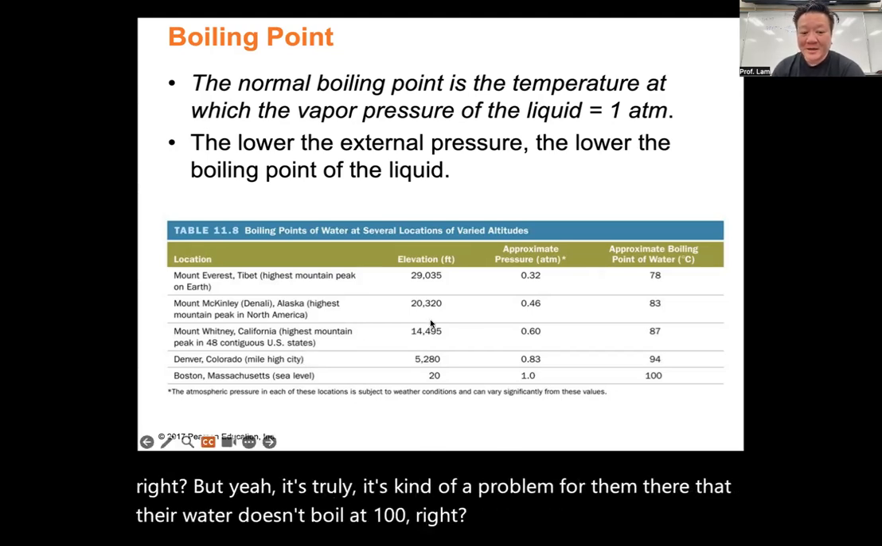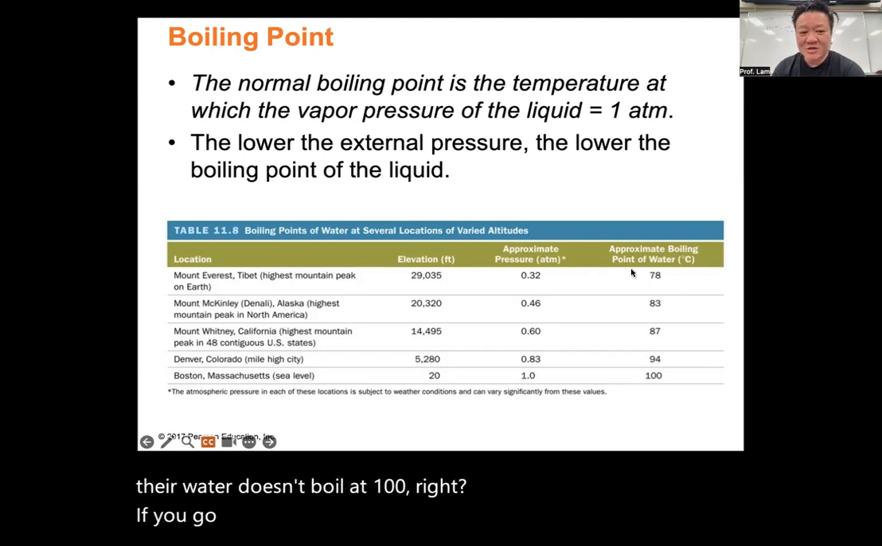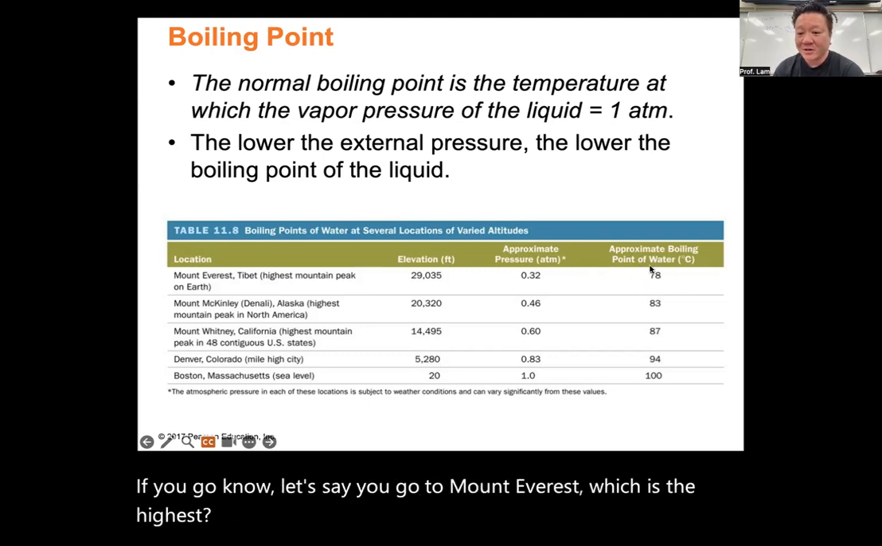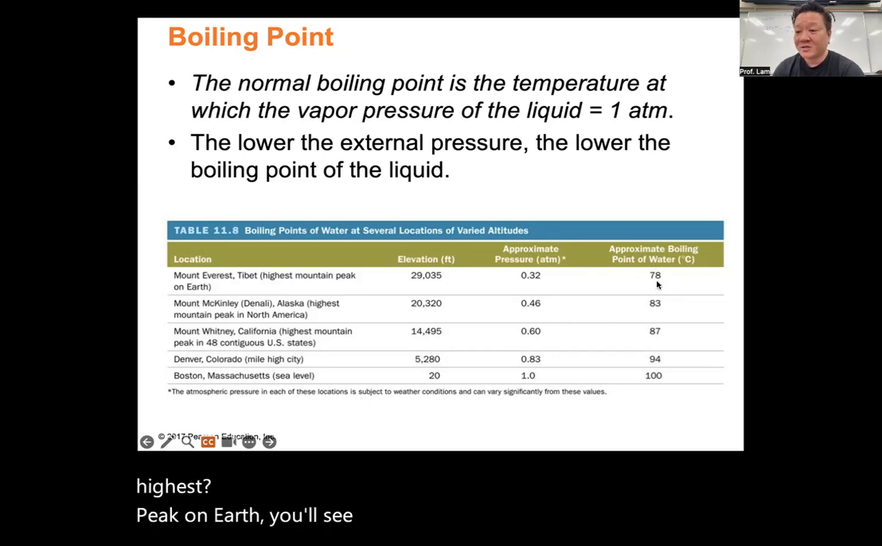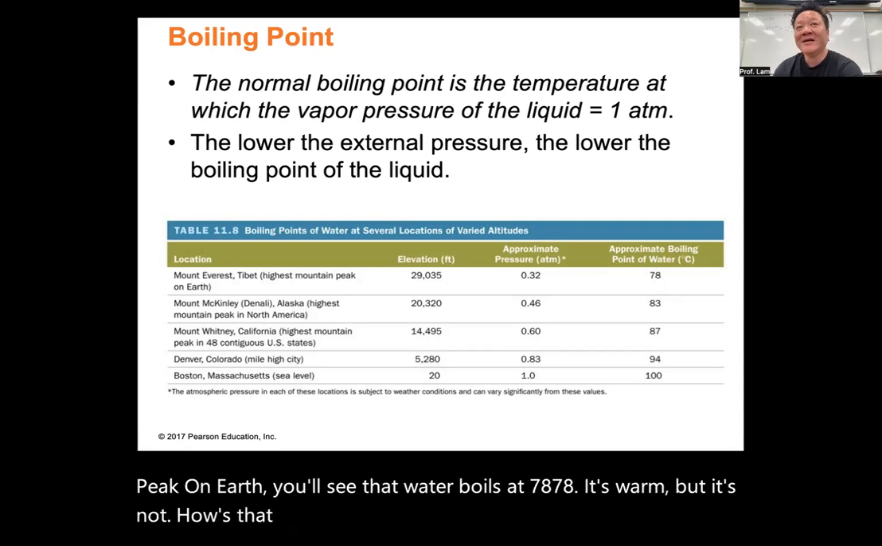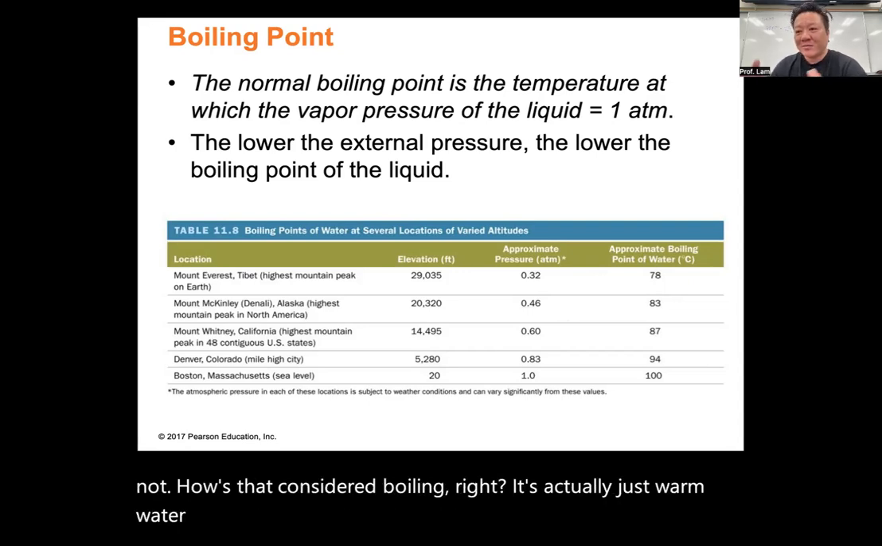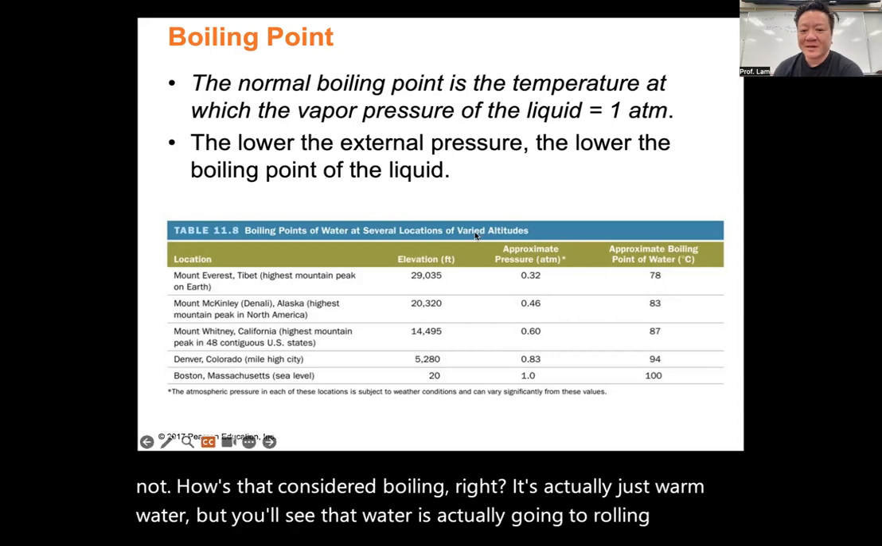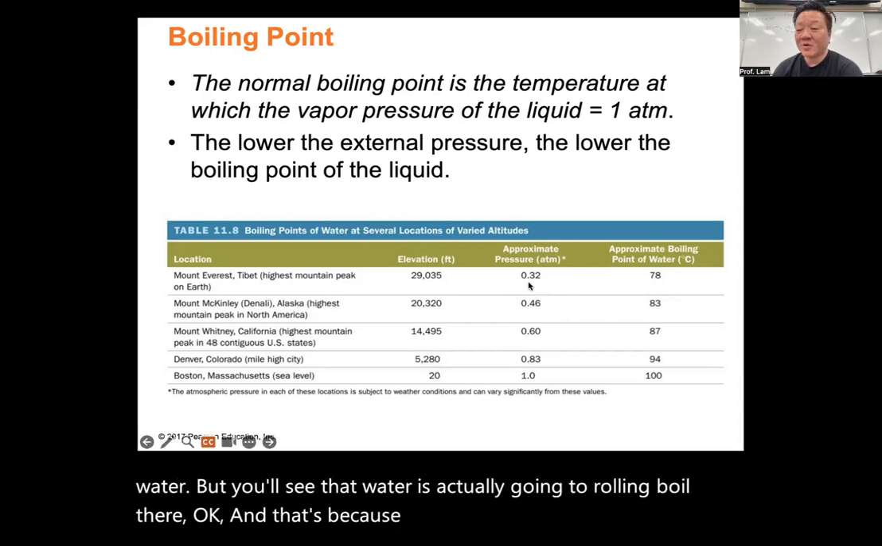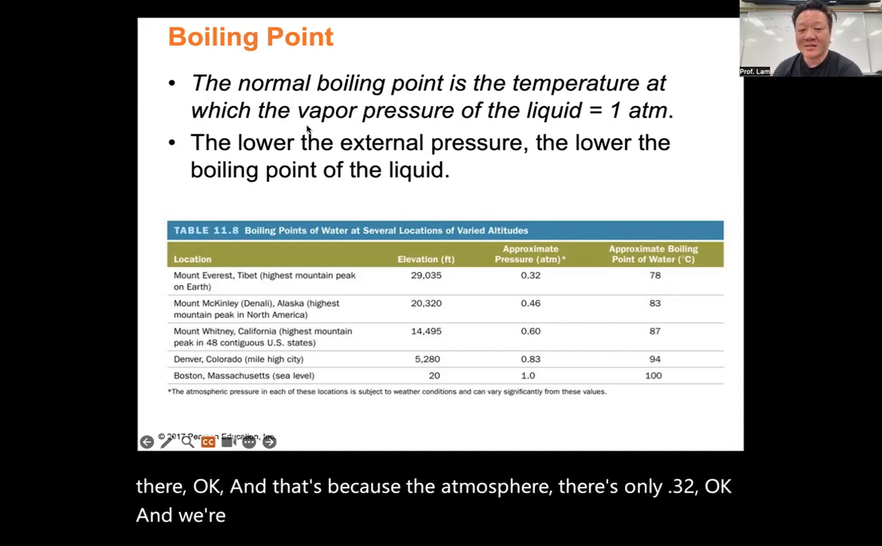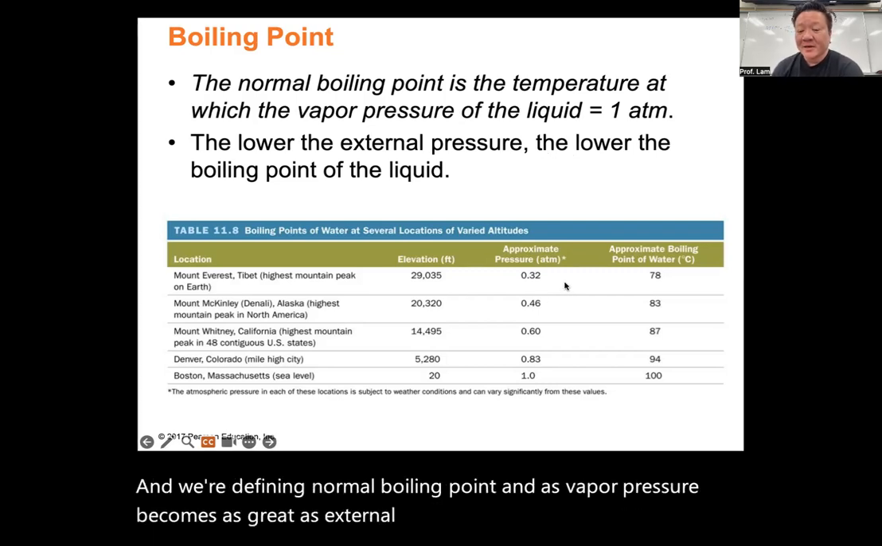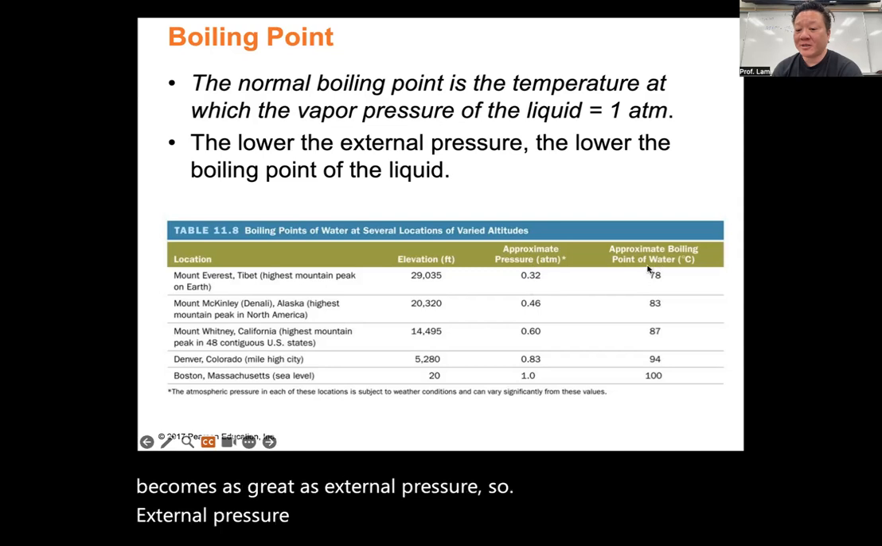Now, let's say you go to Mount Everest, which is the highest peak on Earth. You'll see that water boils at 78. 78. It's warm, right? How's that considered boiling? It's actually just warm water. But you'll see that water is actually going to a rolling boil there. Okay? And that's because the atmosphere there is only 0.32. And we're defining normal boiling point as when vapor pressure becomes as great as external pressure. So as external pressure drops, so does the boiling point.